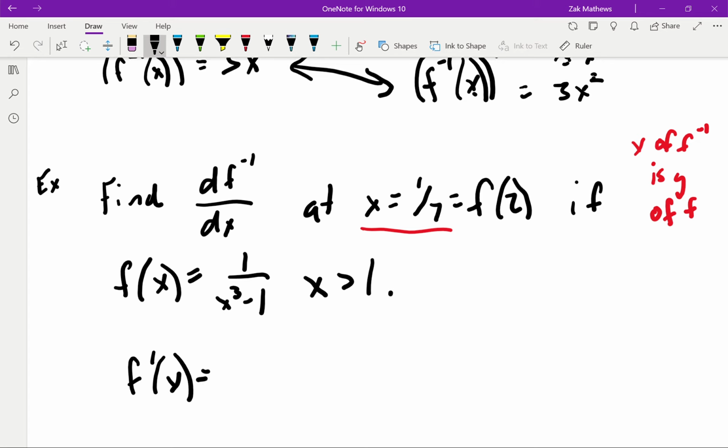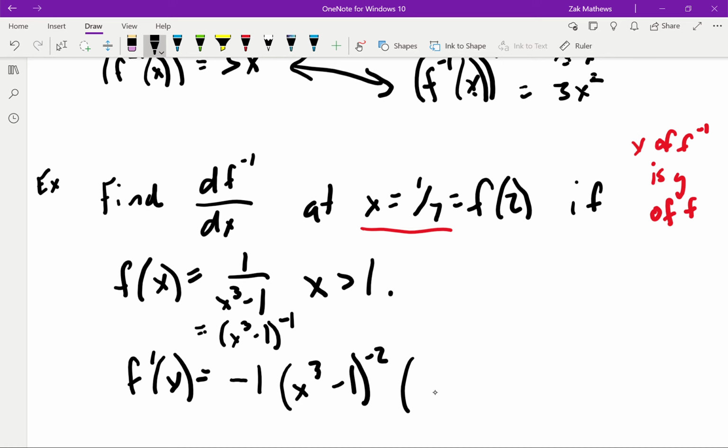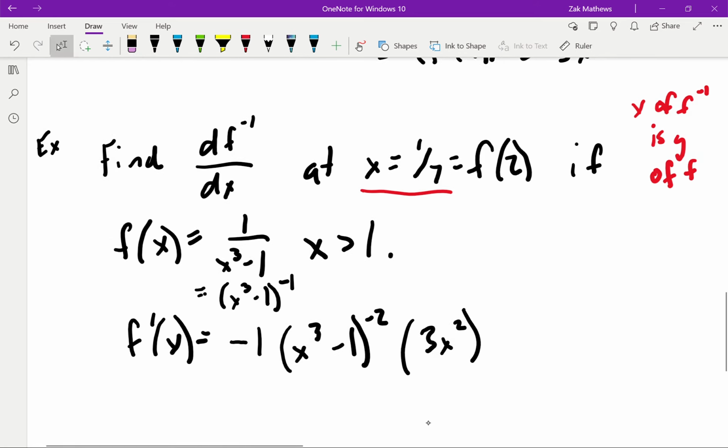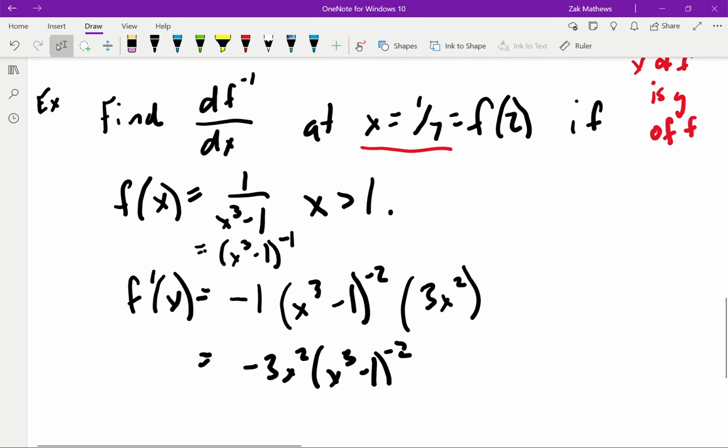And so if I want to find the derivative of f, in my opinion, the easiest way to do this would probably be think about the f as really being x cubed minus 1 to the negative 1 power. And so I would use my chain rule, multiply the negative 1 to the front. X cubed minus 1 is now to the negative 2 power. Then I have to multiply that by the derivative of the inner function, which is a 3x squared. And so we can simplify this a little bit as a negative 3x squared times x cubed minus 1 to the negative 2.